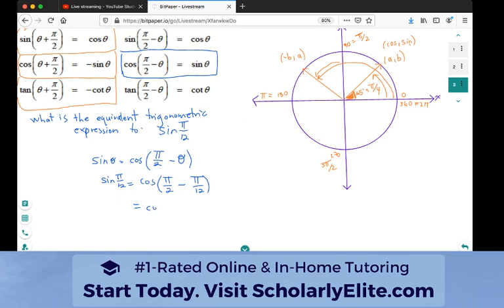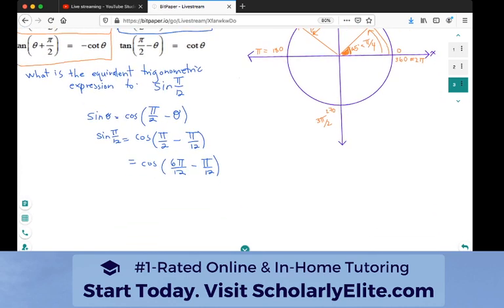And this is just your standard making a common denominator situation. So this is going to become cos of 6 pi by 12 minus pi by 12. And then this is going to become cos of 5 pi by 12. And these are actually equivalent. This will give you the exact same answer. Okay? So hopefully that makes sense for you guys.